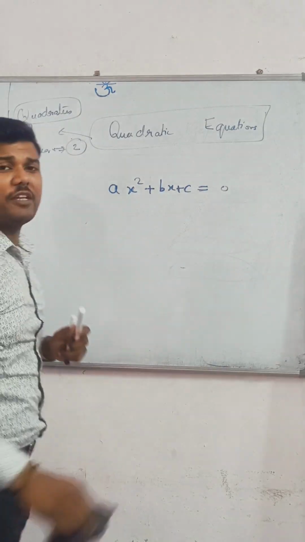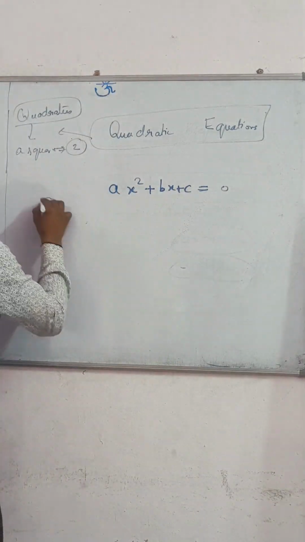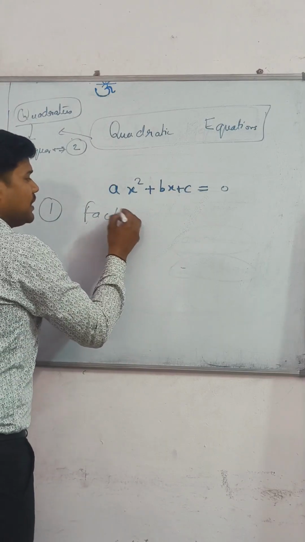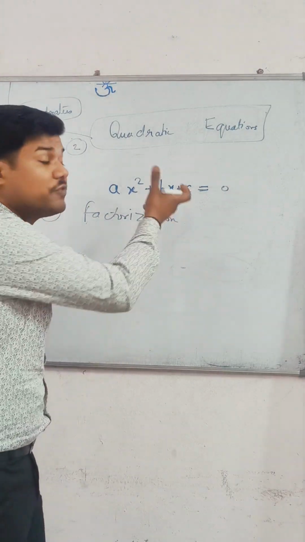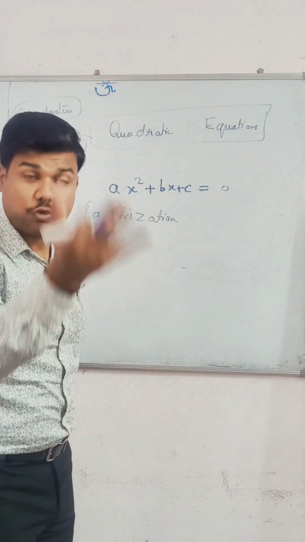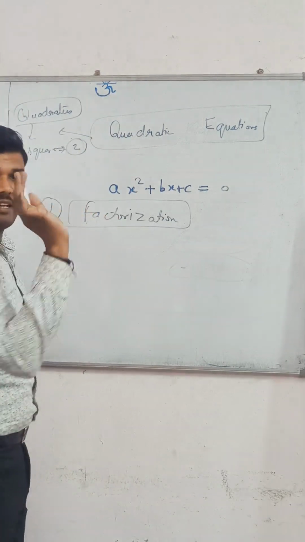Now see, there are two methods to solve any quadratic equation. To find the value of x, or the roots of the quadratic equation, the solution of the quadratic equation, the first method is called the factorization method. Remember that.